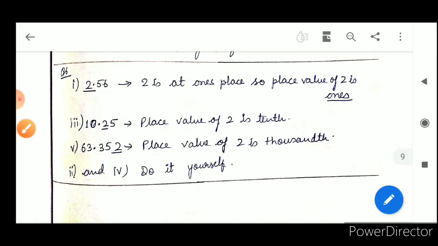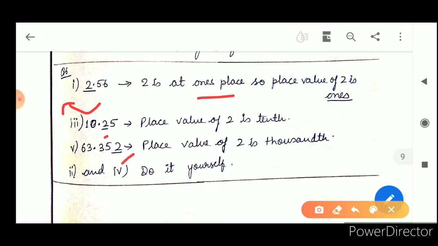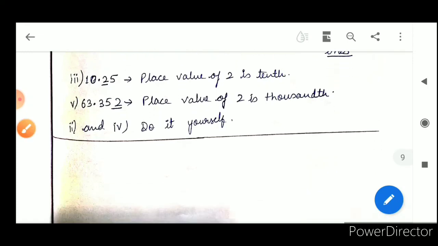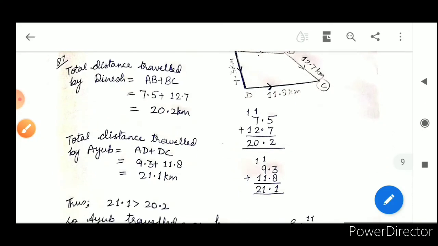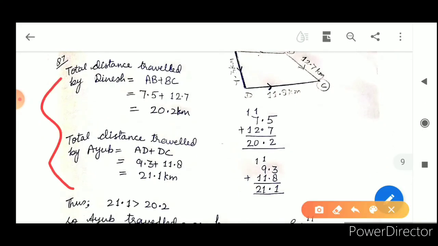Okay, now question number 6 is to find the place value of 2. On the left side of the decimal, count ones place, and on the right side it will be tenth, hundredth, thousandth place. Like that you will write it down. It's very easy.